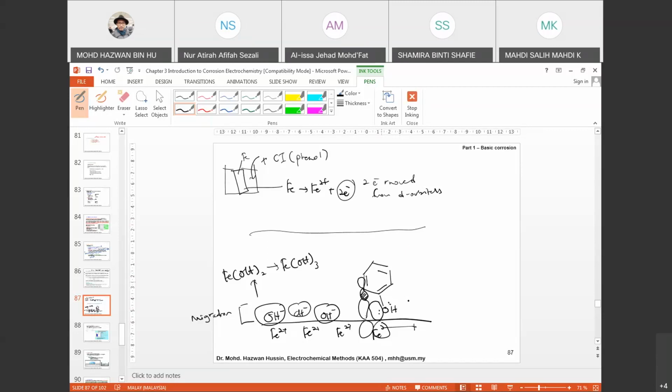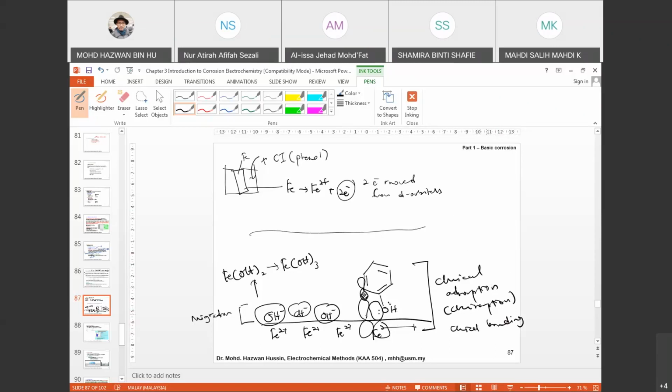And another thing to highlight is that this interaction is known as chemical adsorption or chemisorption. I believe some of you have taken KAA 507 on adsorption. So you might have heard about chemical adsorption because this interaction is actually a chemical bonding. Okay? It forms a chemical bonding. And this is what we call chemisorption.